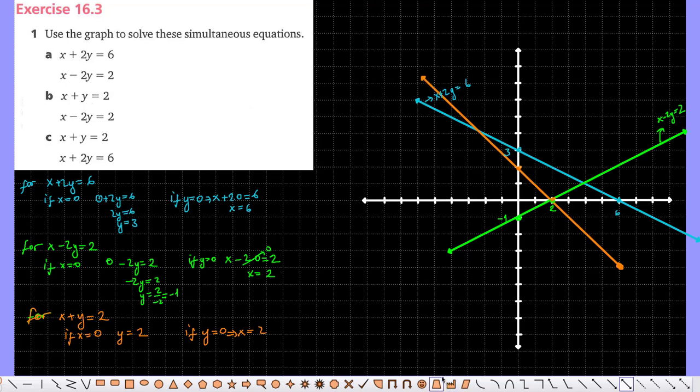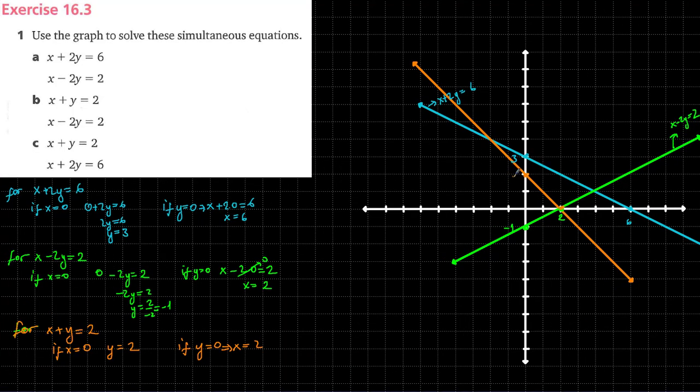I made a mistake for the last one, so I'm redrawing it again. It's going to start from these points, and yes, I drew it correctly. Now there are clear intersection points. This is the second one, and this is the last line. The name was x plus y is equal to 2. So I drew 3 lines, and I'm going to find the intersection points of the simultaneous equations.